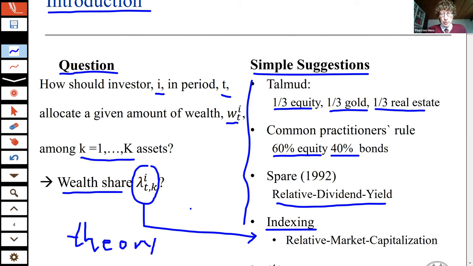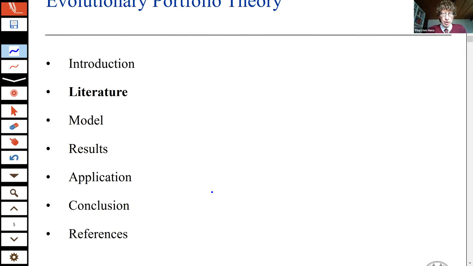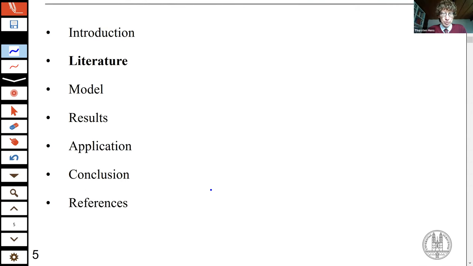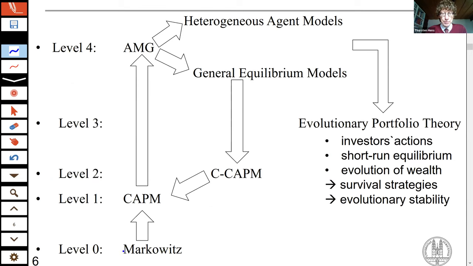So the next slide will show you what has been done in theory. This is my literature review to position evolutionary finance in the literature. Okay, so let's start with portfolio theory as it's known.